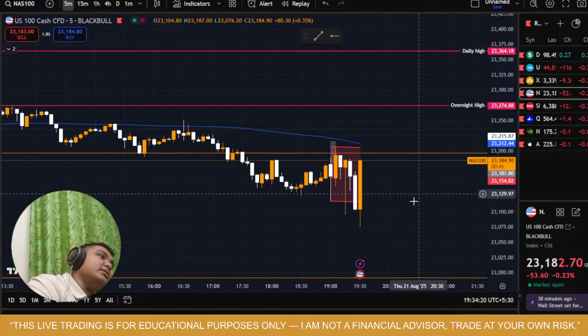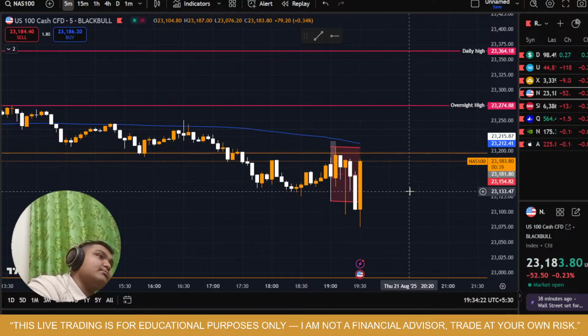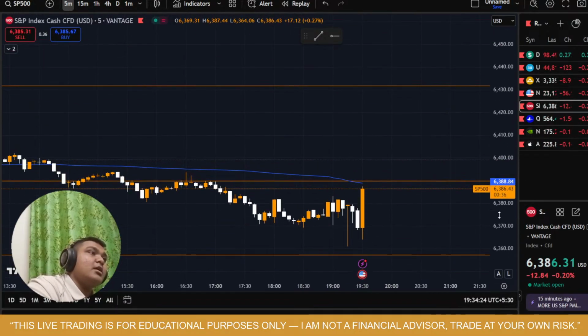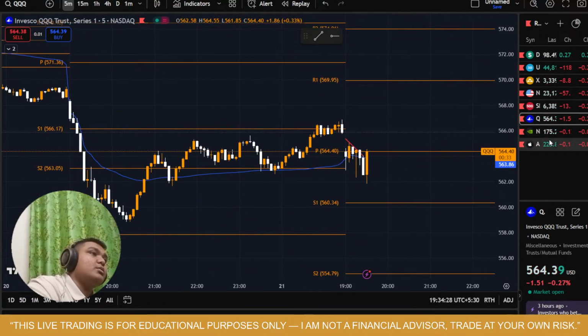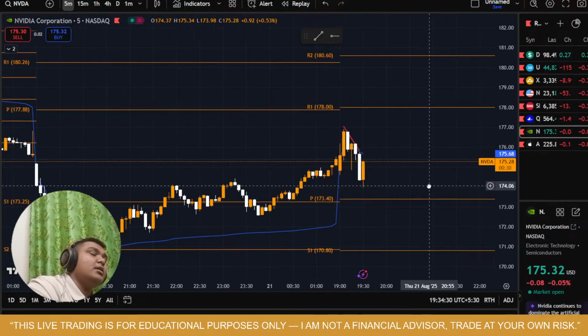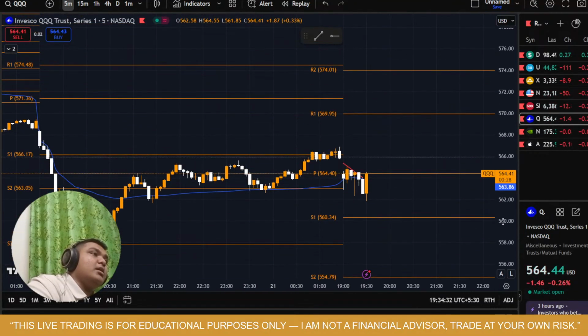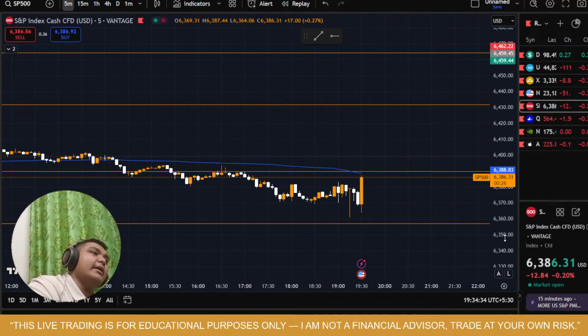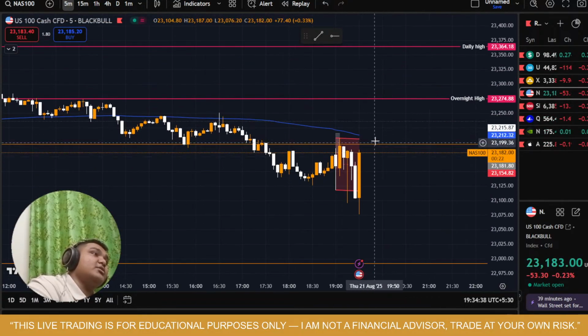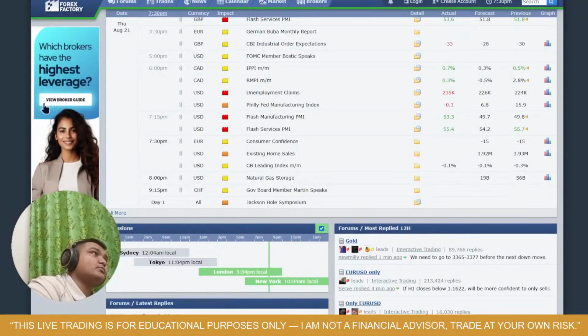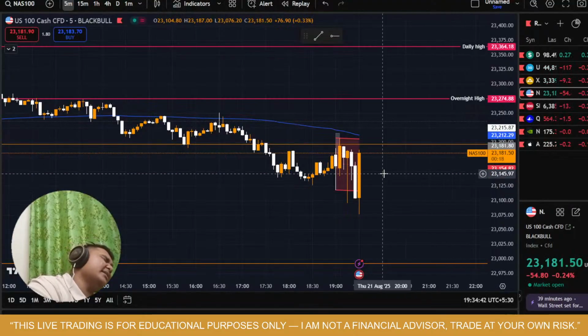Why am I trading this? Just one of those days. QQQ, NVIDIA. Now it started breaking the 50-minute range high soon. Right back up, right back down, right back up, right back down. That's how it goes today.